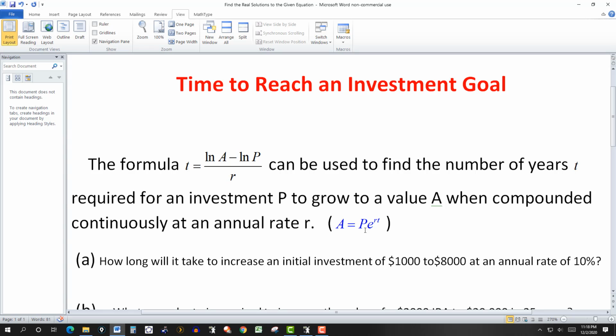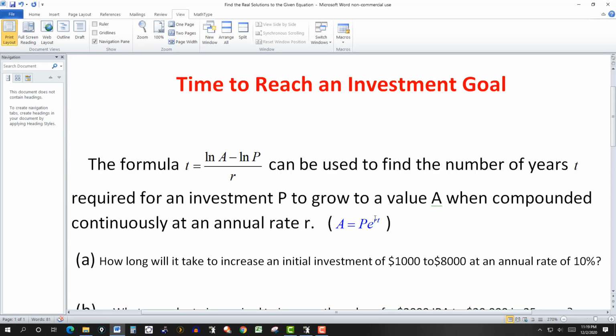Okay, so the actual formula for this is right here. A is equal to, so A is the future value. You invest P, and in T years, you get amount A. So A equals the investment or principal P multiplied by e to the RT. Again, R is the annual rate, T is the time in years.